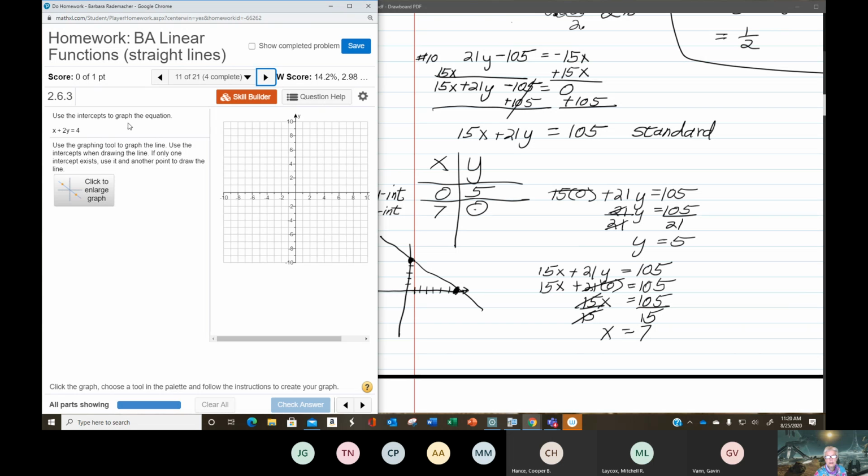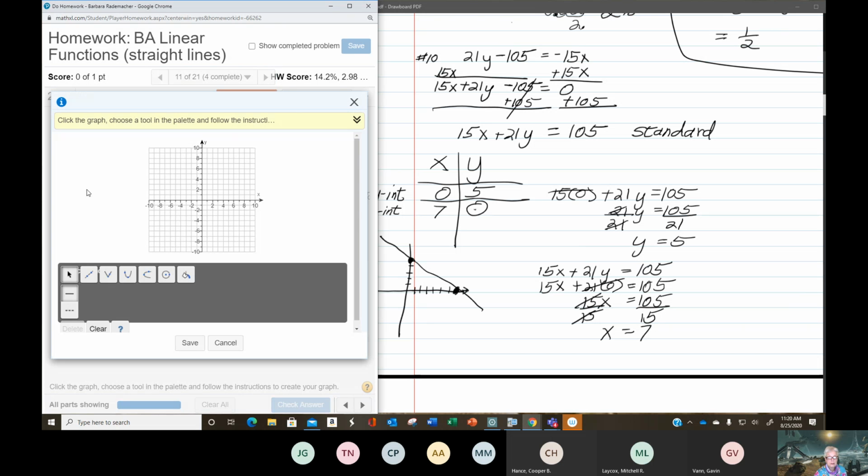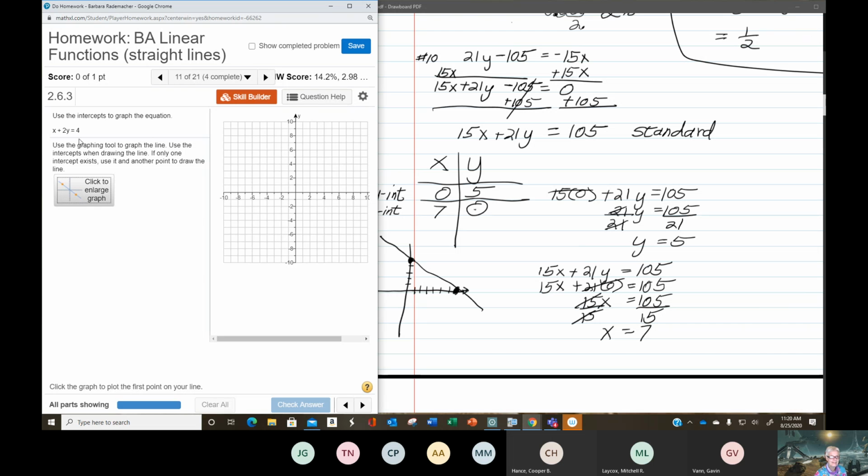Okay, it says now use the intercepts to graph. You would do the same kind of thing, but you would graph it like we did before. There, you would choose a line, and then you would plot the points, which I haven't figured out yet. But that's the way you do it. Let x equal 0, find y; let y equal 0, find x.